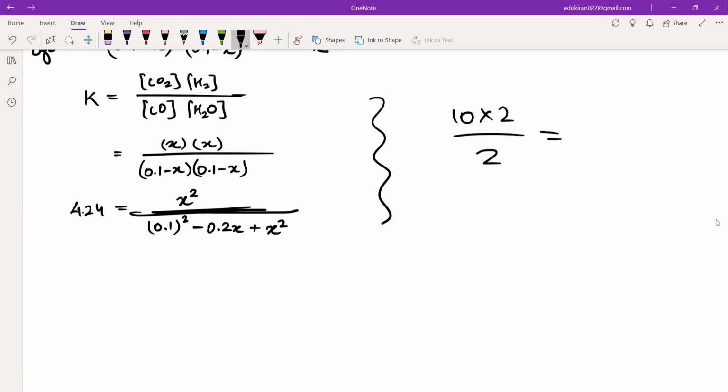This will be how much? 10. 10. Here cancellation can happen, right? Because multiplication and division are the same thing only. They are inverses of each other.